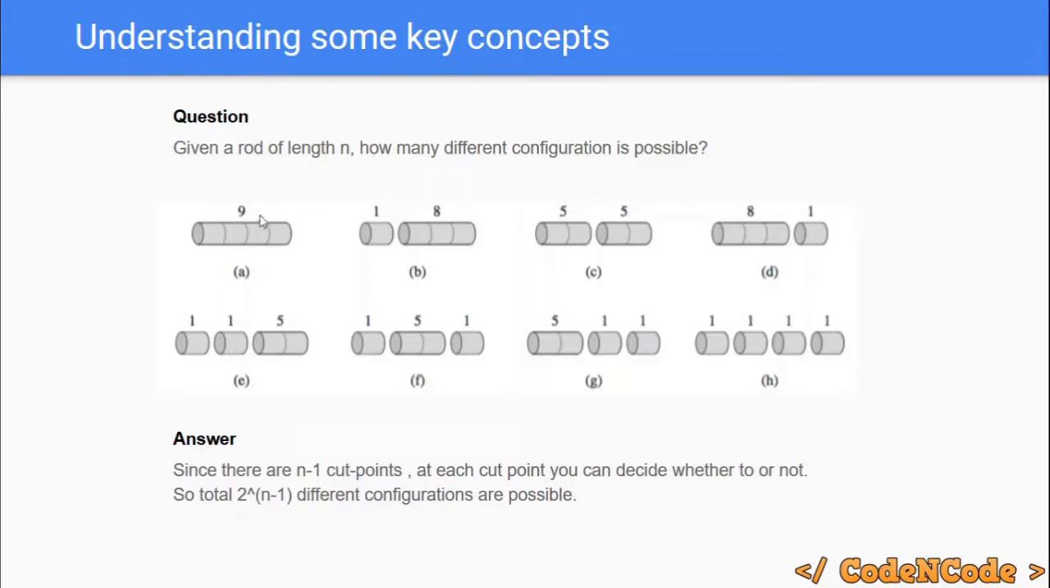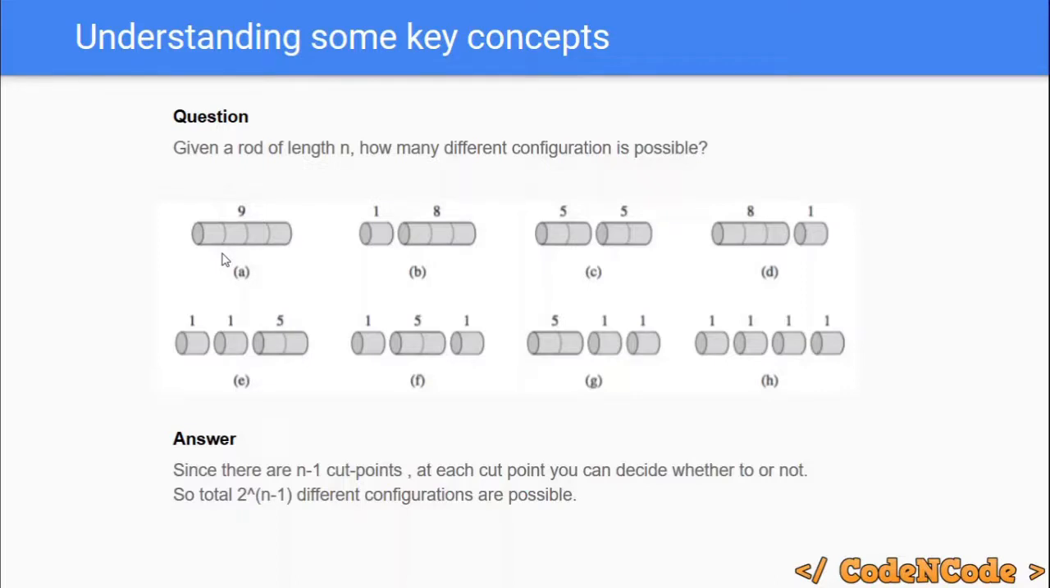there. For example, in this configuration, the first cut point remains intact, we haven't cut there, but in the second configuration we have made a cut on the first cut point. So for each cut point you have two choices, either to cut it or not cut it. There are n minus 1 such cut points. So the total number of configurations, if you apply basic combinatorics, would be 2 raised to power n minus 1, right? Two choices for each, and there are n minus 1 independent choices.